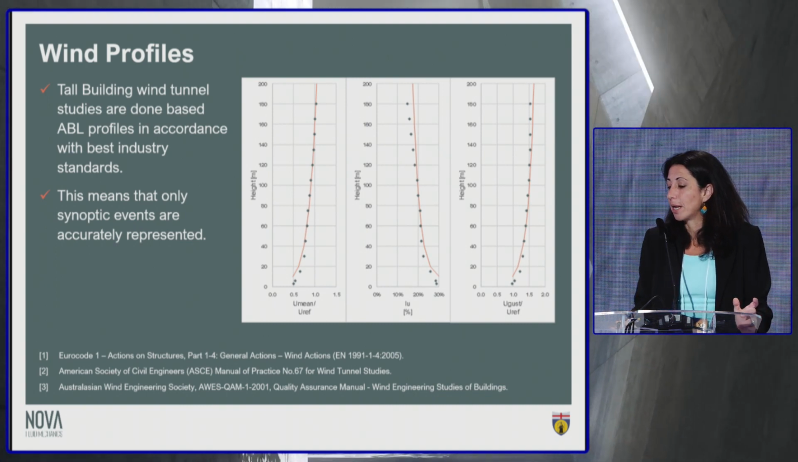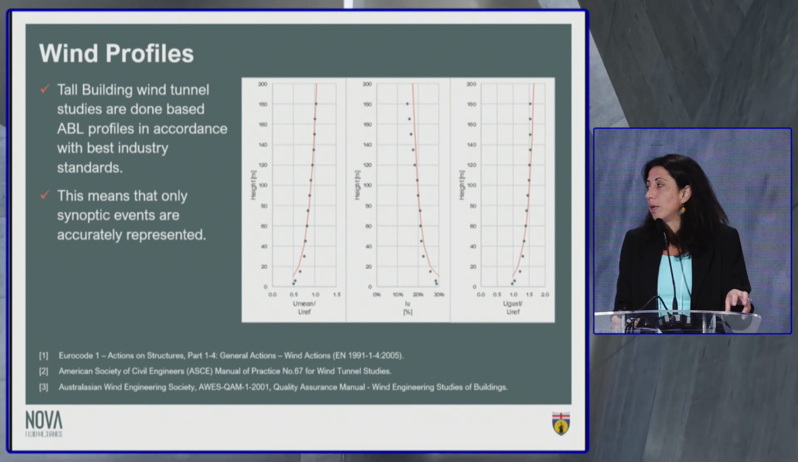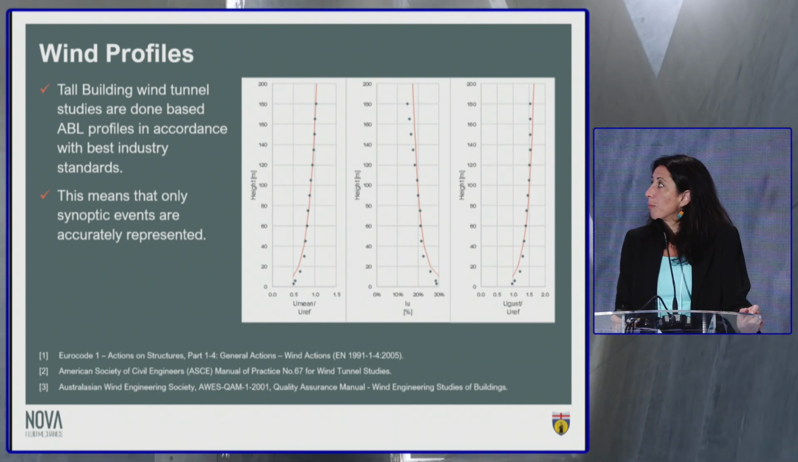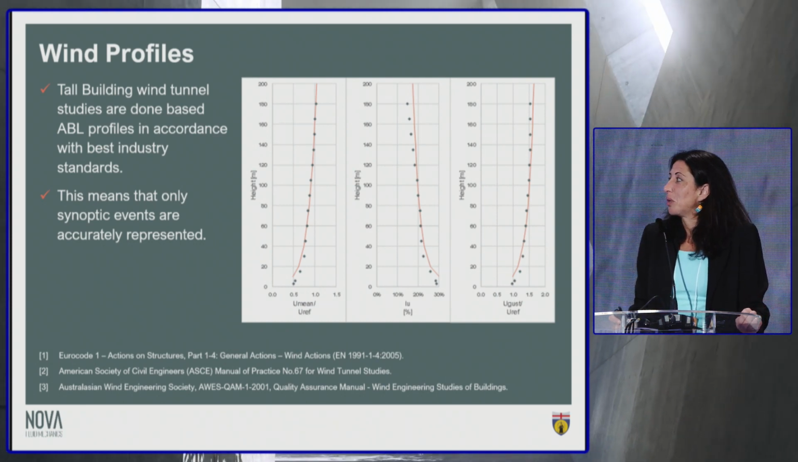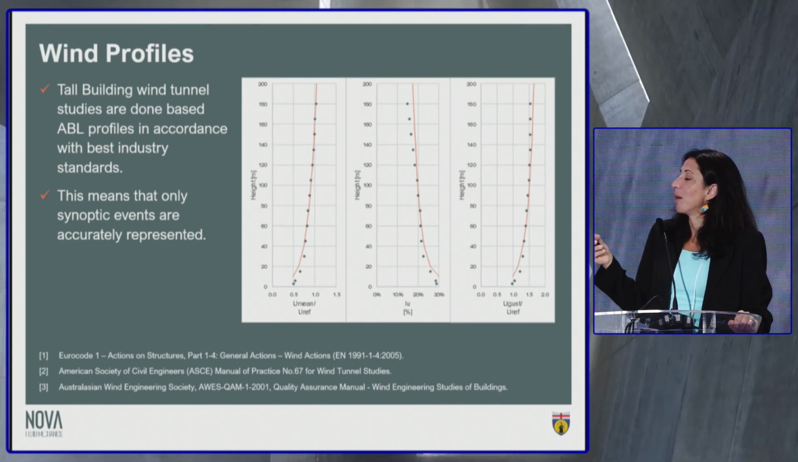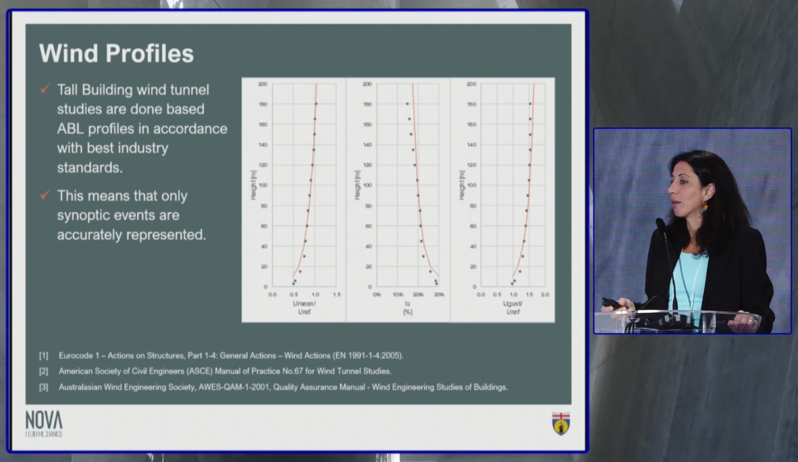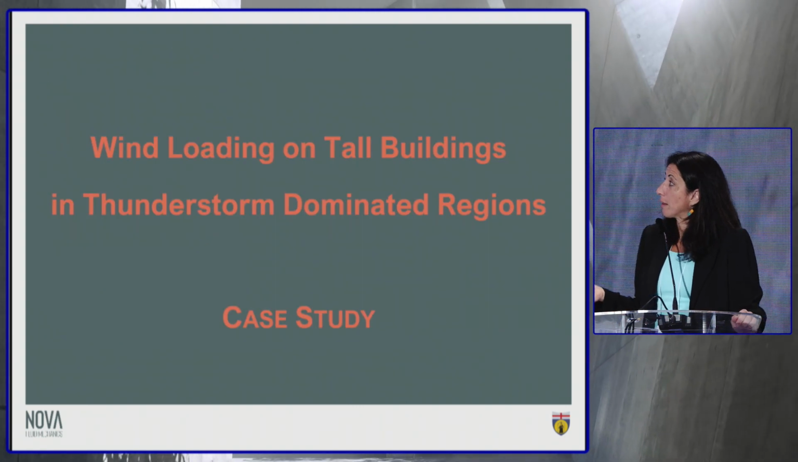Obviously, when we set up an experiment, we need to simulate correctly the local wind speeds that the building would experience. Whichever climate you have, whether it's driven or not by thunderstorms, these are always the same profiles. We never simulate a thunderstorm profile. Why? Because we don't know how to do it. It's as simple as that.